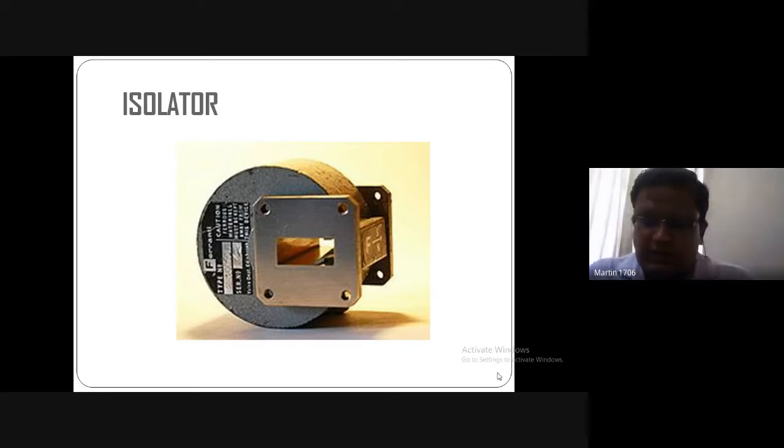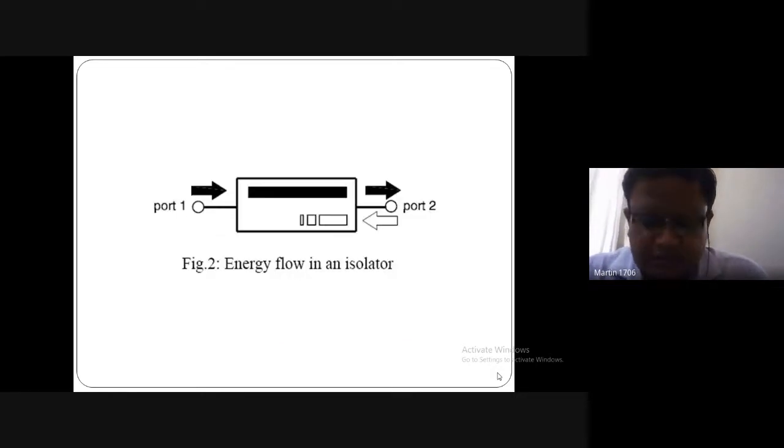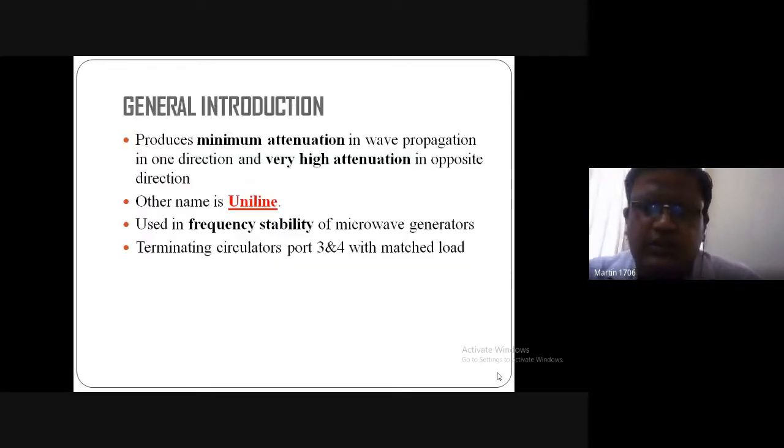Okay. So this is your isolator, and this is your vernier caliper scale setup. So you can see in the picture what I have told. Only in the energy flow diagram for the isolator, it allows only a single direction. So you can see the three important points have been given. One is minimum attenuation.